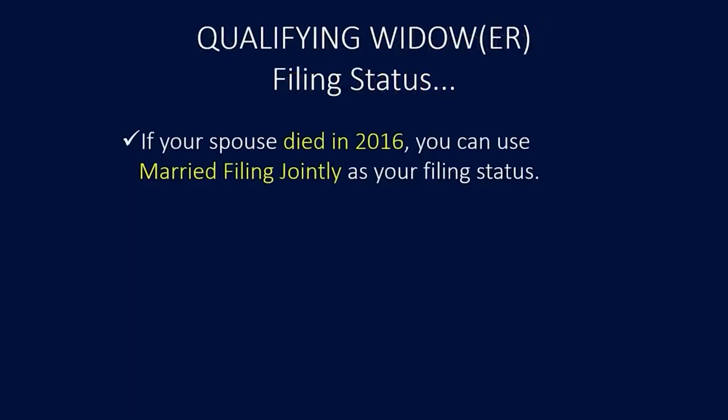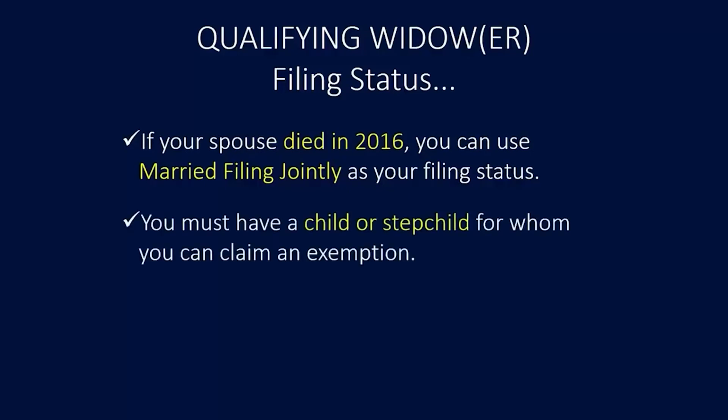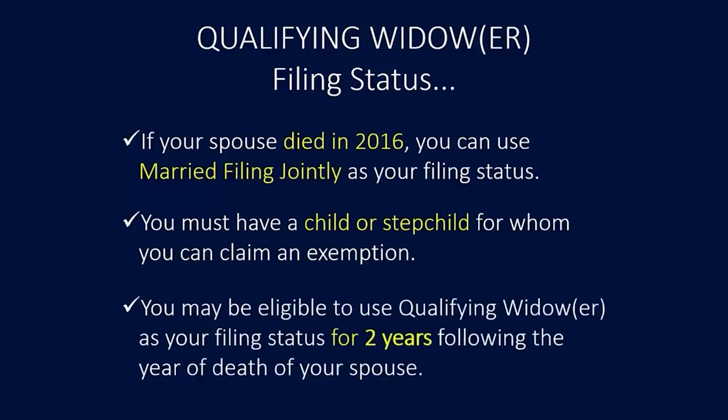Next, we'll move on to the qualifying widow or qualifying widower filing status. If your spouse died in 2016, you can use married filing jointly as your filing status. You must have a child or stepchild for whom you can claim an exemption in order to use the qualifying widow or widower filing status. You may be eligible to use it for 2 years following the year of death of your spouse.